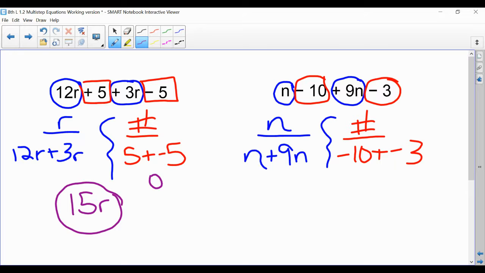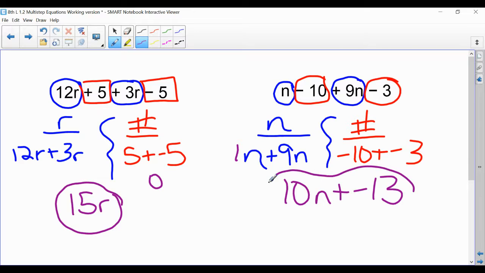N plus 9n, again, this is like saying 1n. So 1 plus 9 is 10n. Negative 10 plus negative 3, same sign, sum. Answer stays the same sign, which means I have negative 13. So my final answer here is 10n plus negative 13.